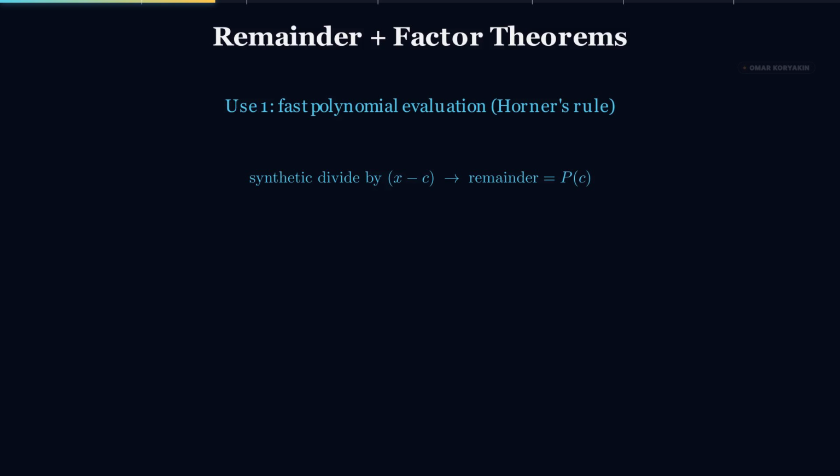The synthetic division evaluation takes only n multiplications and n additions, which is the optimal evaluation algorithm for polynomials and is in fact equivalent to Horner's rule.